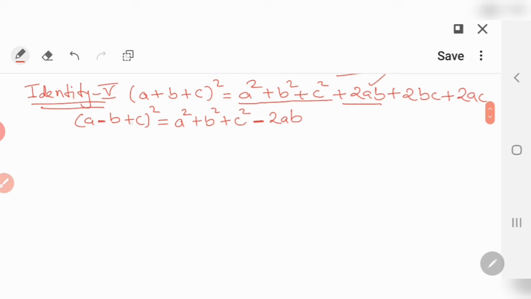Then b into c, because here it is given twice bc, correct? b into c, but b has got a negative sign and c has got a positive sign, so minus times plus will again be minus, then you write twice bc. Then see the last one, plus twice ac is given, that means a and c you multiply, so a is positive, c is also positive, correct? So here you can write plus twice ac, correct? So this will be another identity.